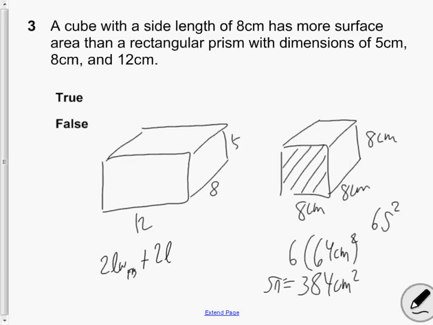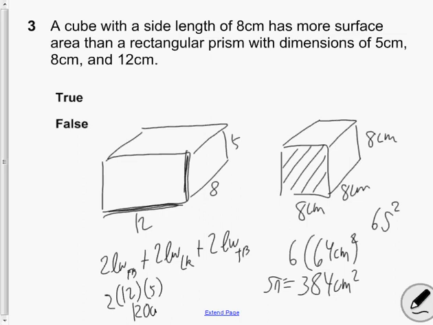In the next one, we have 2 rectangles that make up the front and back. We have 2 rectangles that make the left and right. And we have 2 rectangles that make up the top and bottom. The front and back are both dimensions of 12 by 5, which is 2 times 60, which is 120 centimeters squared for the front and back. The left and right are 5 by 8, which are 2 40s, which is 80 centimeters squared for that.